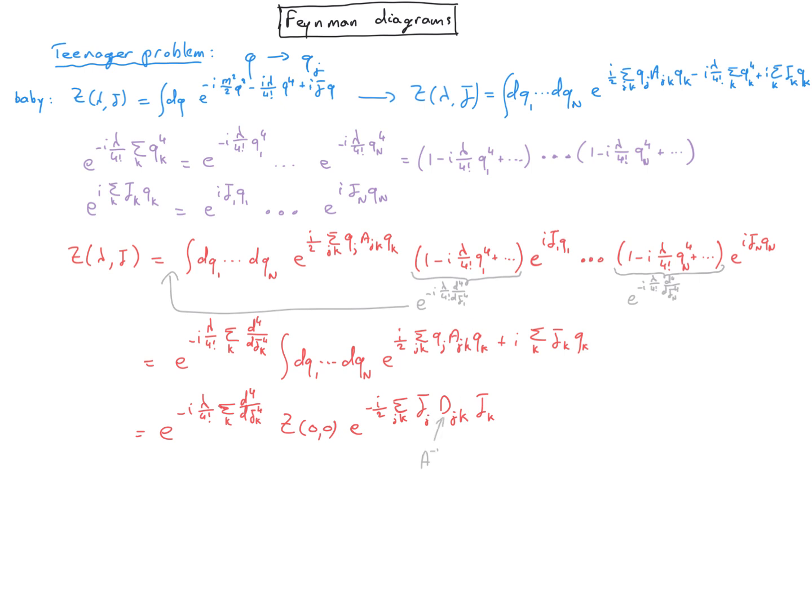So as in the baby problem, we managed to write our many integrals in terms of just an exponential of derivatives acting on a function of the sources. And we now just have to generalize that to the case of field theory.